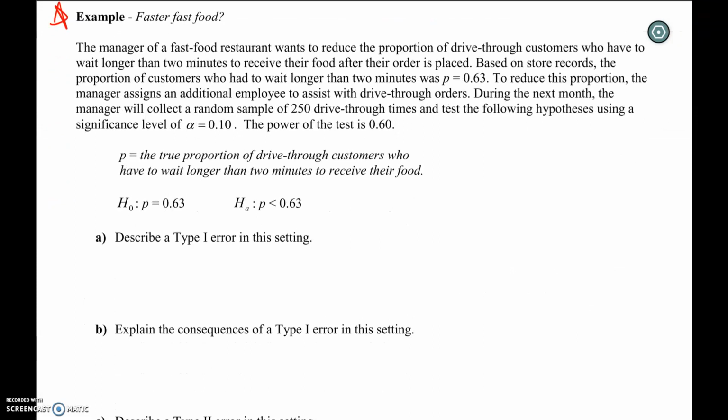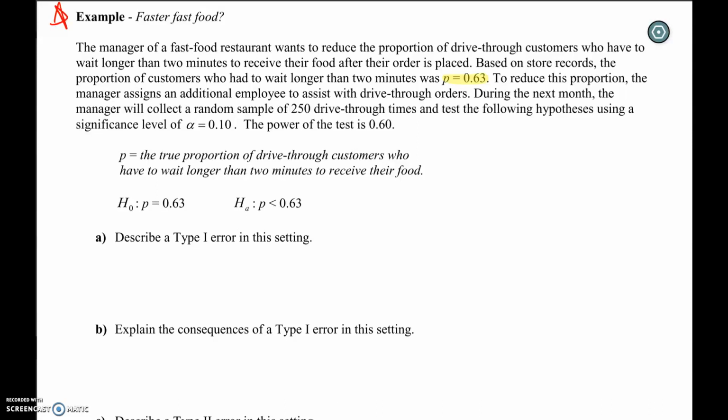Faster fast food. A manager at a fast food restaurant wants to reduce the proportion of drive-through customers who have to wait longer than 2 minutes to receive food after their order is placed. Based on store records, the proportion of customers that had to wait longer than 2 minutes was 63%. To reduce this proportion, the manager assigns an additional employee to assist with the drive-through order. So they hire another employee.